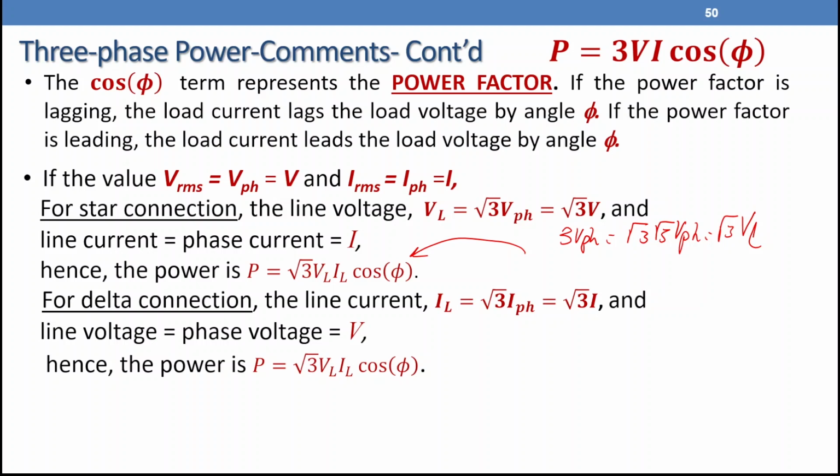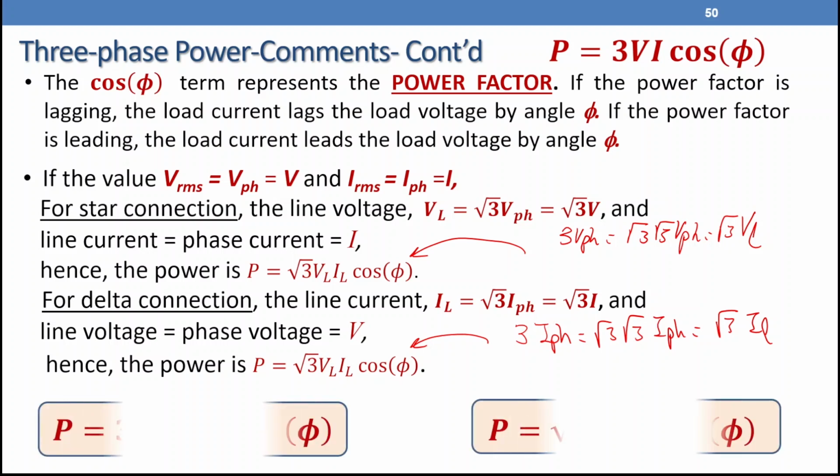For delta connection, the line current I line equals root 3 I phase equals root 3 I, and line voltage equals phase voltage equals V. So I can say that 3 I phase is root 3 I line. So I can write the expression as root 3 V line I line cosine phi.